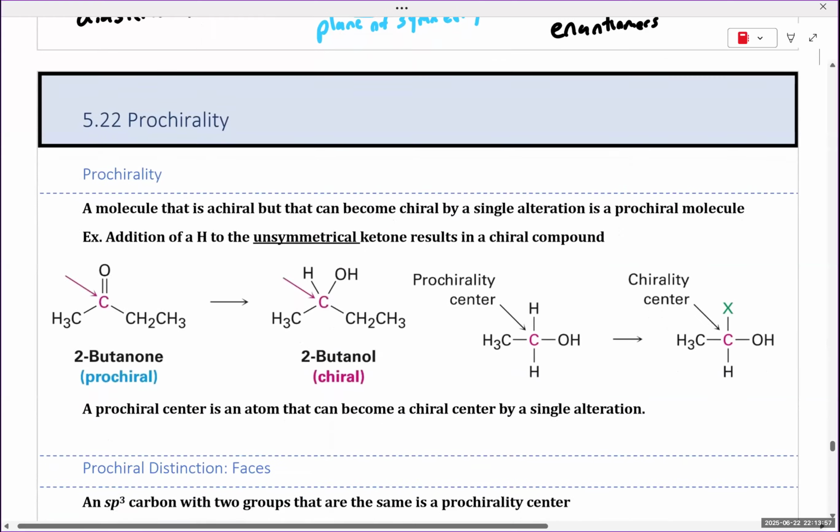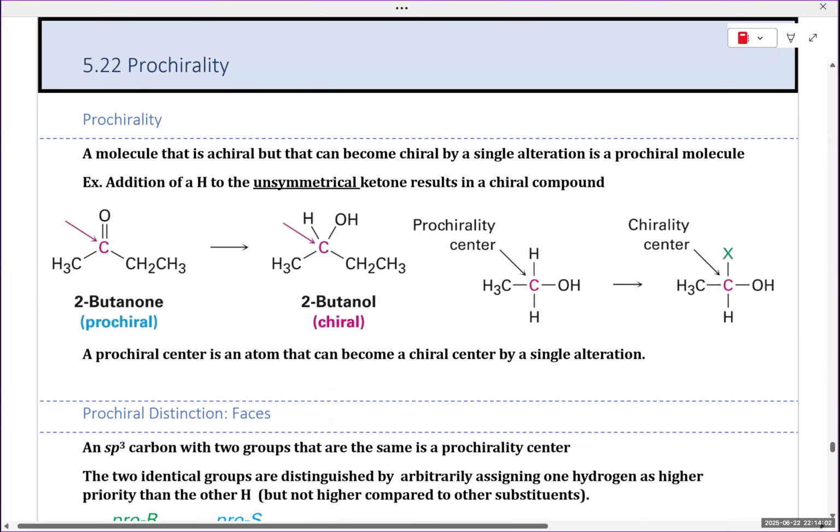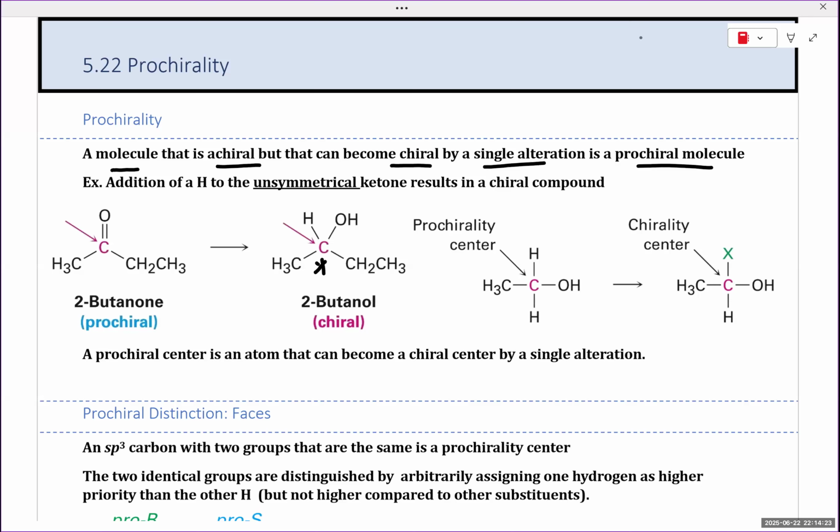Let's talk next about prochirality. This is a concept very relevant to chemical reactions that we'll be talking about later on. A molecule that is achiral but can become chiral by a single alteration is a prochiral molecule. For example, 2-butanone is flat. It is prochiral because addition of a group yields a chiral molecule.